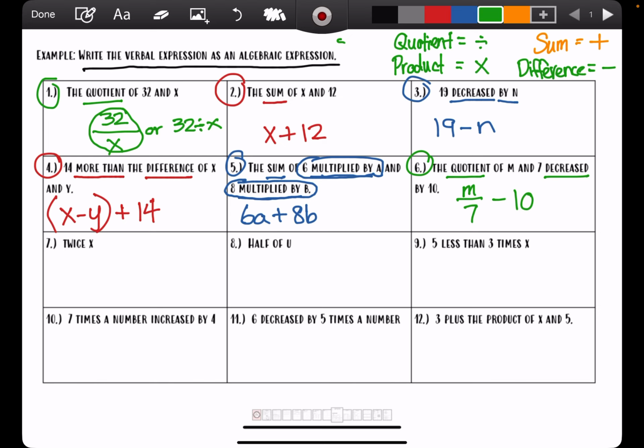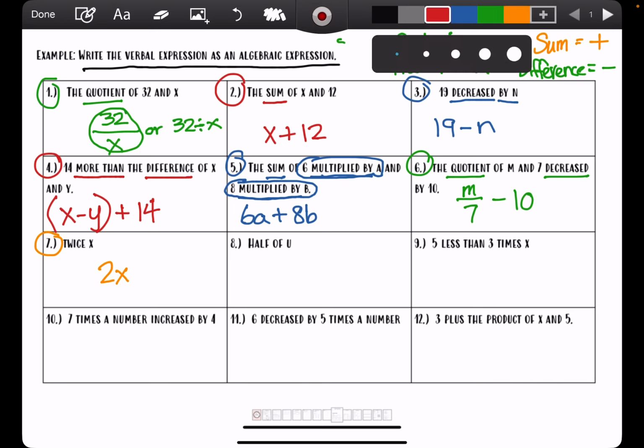Number seven says twice x. If you were given a portion of food and I said, can you give me twice that amount, that means we're doubling it. So if you double x, it's just 2 times x. If I doubled my portion of dinner, it'd be 2 times the amount of my dinner. So that's just 2x. Number eight, half of u. If you have u and you want to cut it in half, you just divide it by 2.